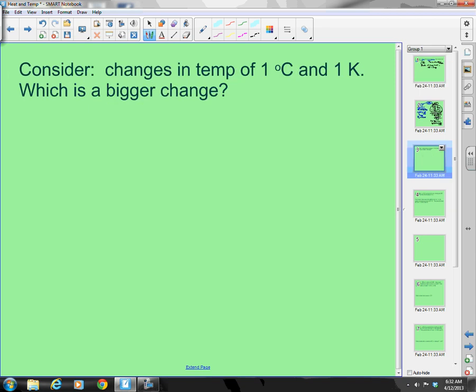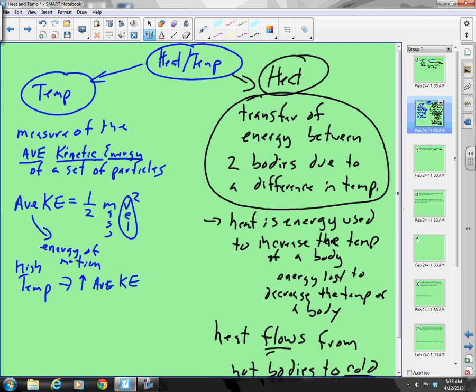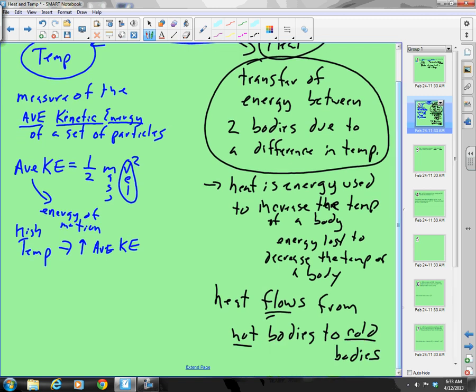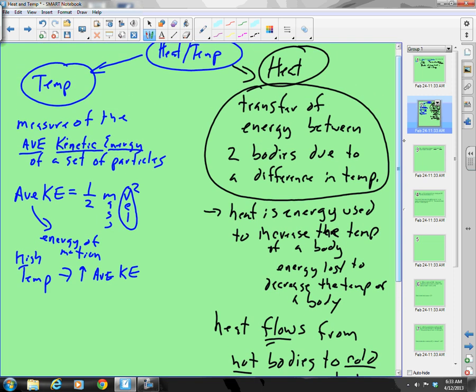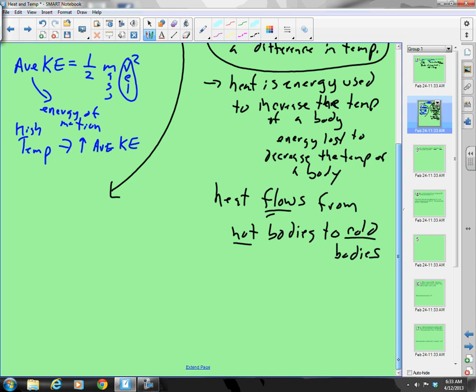Moving forward, consider changes in temp of 1 degree Celsius and 1 degree Kelvin. Which is bigger? I'm not sure I can answer that just yet. Let's go back and add some more notes on our temperature side. You thought, oh, we know everything about temperature. Well, we did learn some things about temperature. We said there are 2 scales in temp. Let's come down here and talk about the 2 scales.